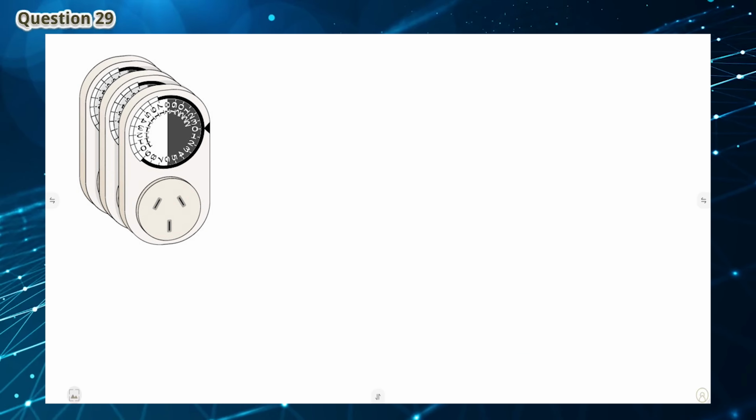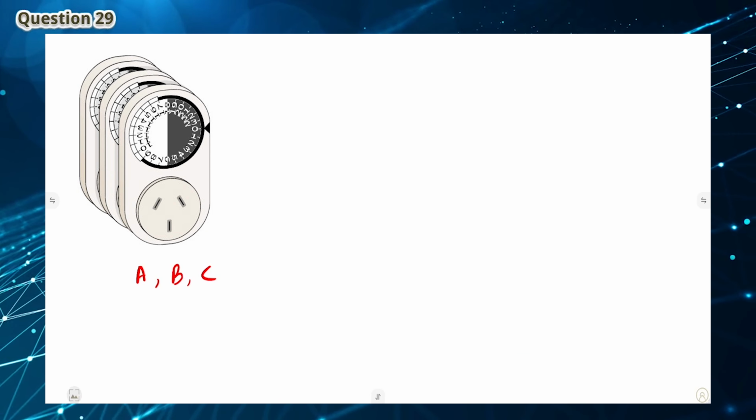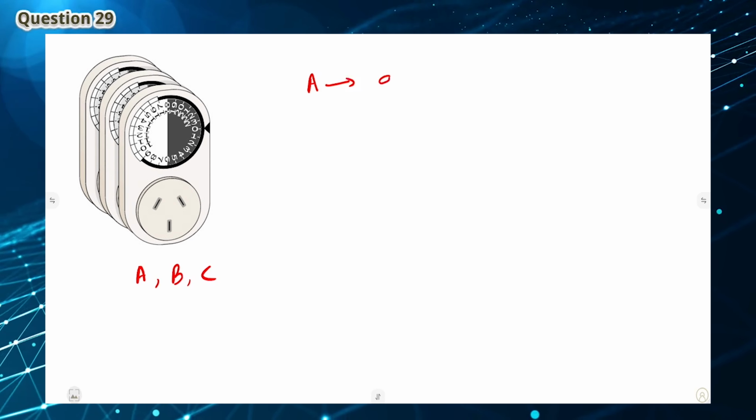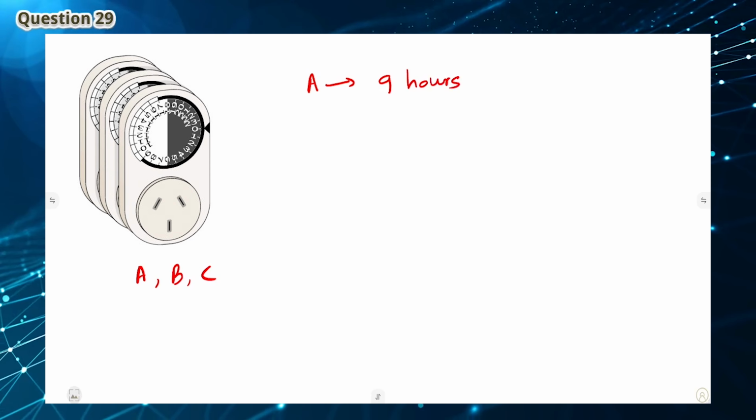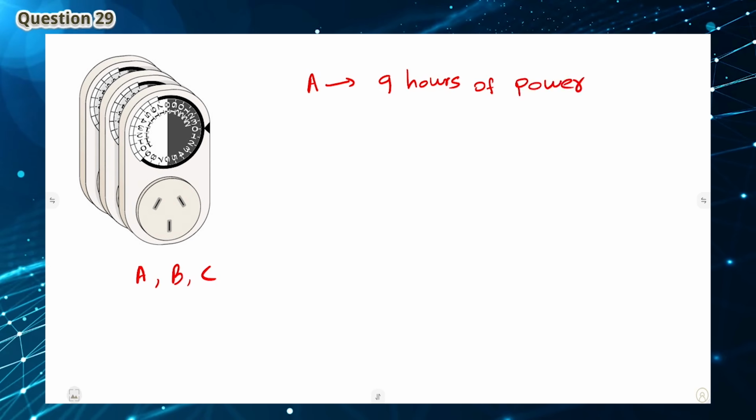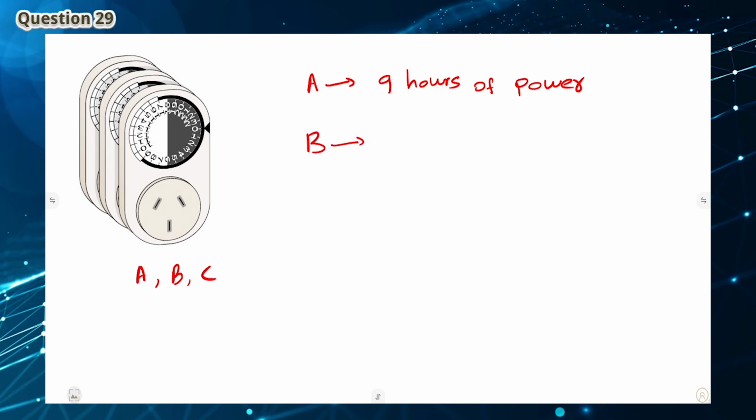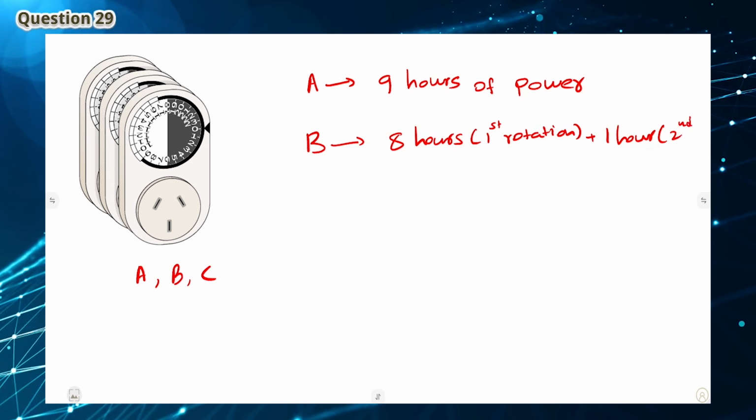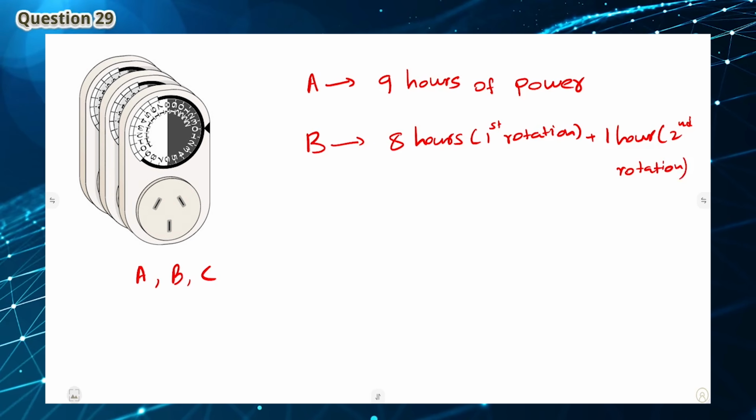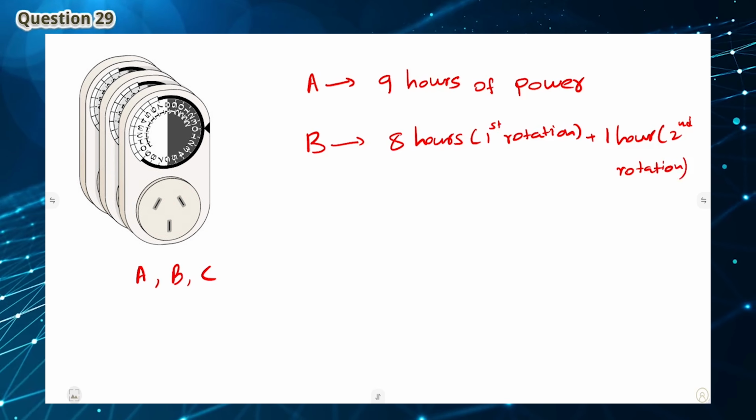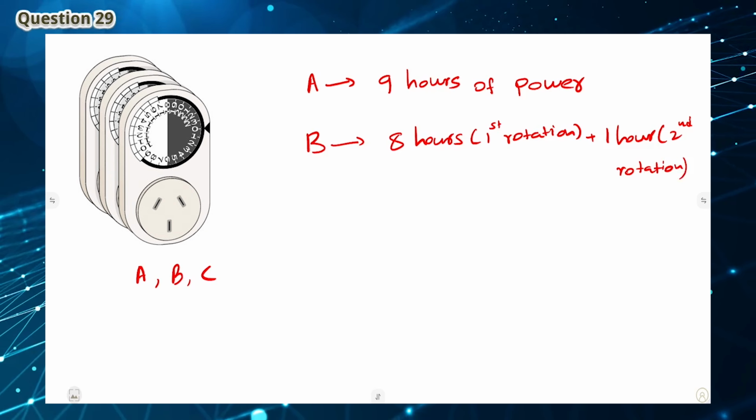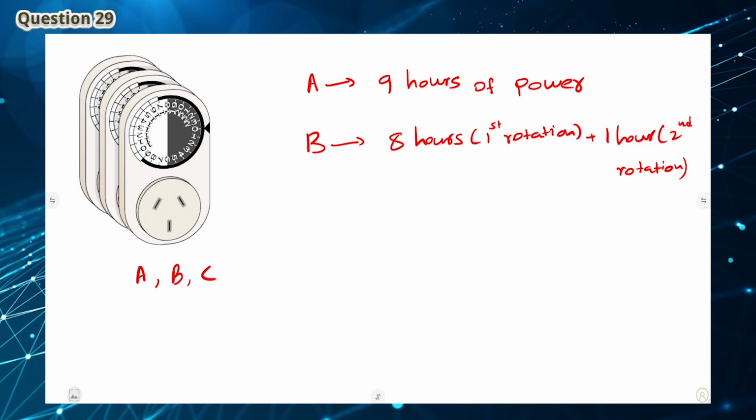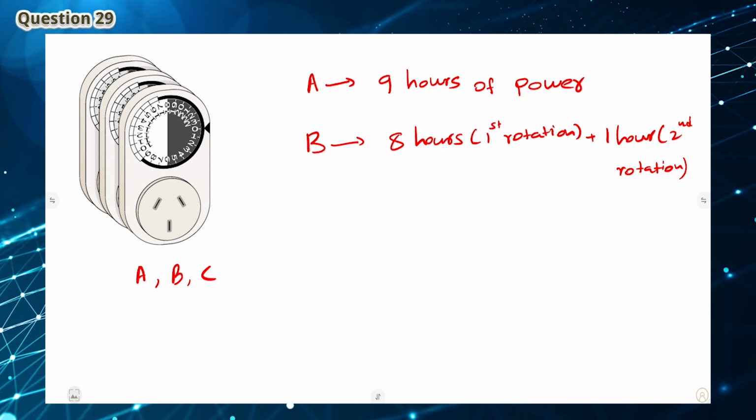Call the timers A, B, C from front to back. The lamp will turn on when timer A has received 9 hours of power and is starting on its 10th hour. For this, timer B will have delivered 8 hours on his first rotation, then 1 hour on his second rotation. That means he will have completed 1 rotation and be showing 10 o'clock. This means it has received 34 hours of power and will just be starting its 35th hour.